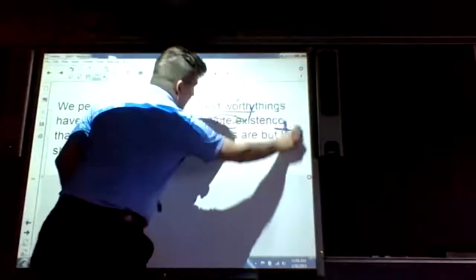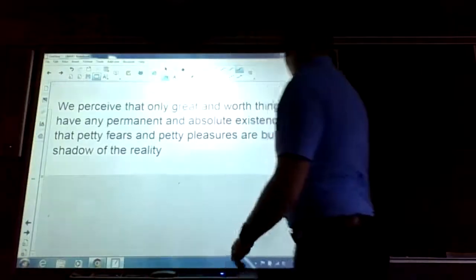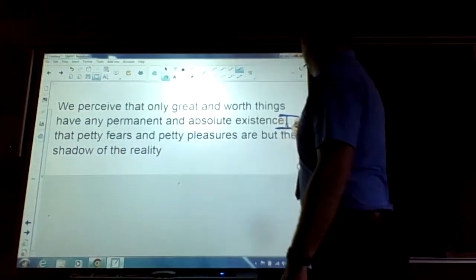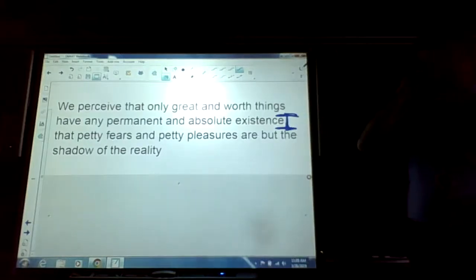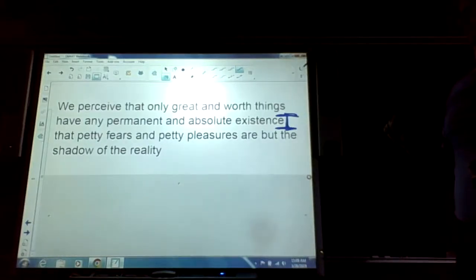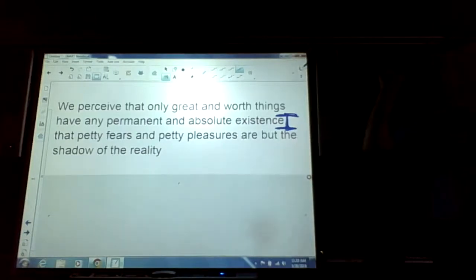Who can notice parallelism or say something about parallelism on a bigger level and use my blue mark as a clue? What we perceive versus reality. It's contrasting that we think the great and worthy things are permanent, but that the fears and pleasures are really. You both are knocking on the door.